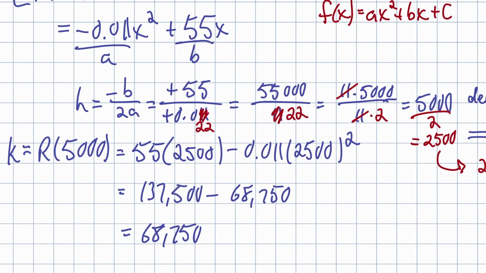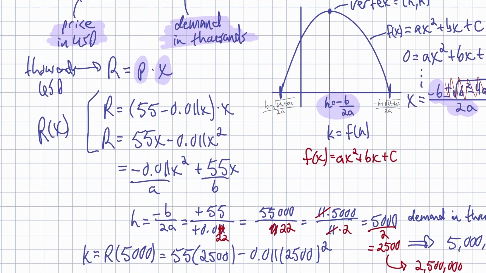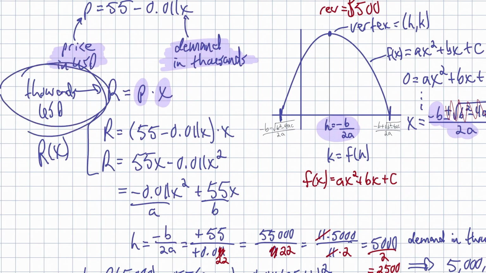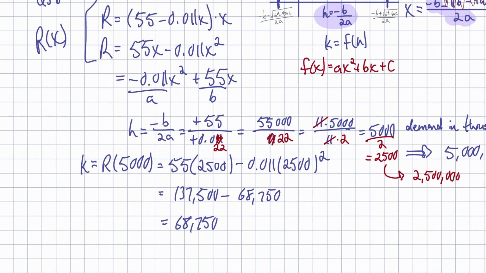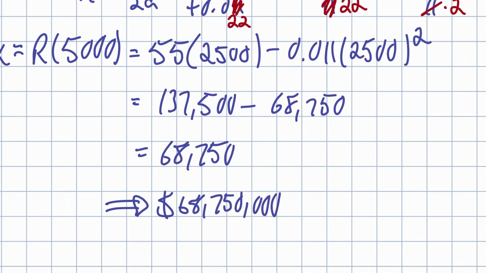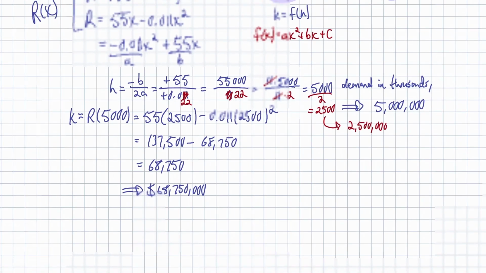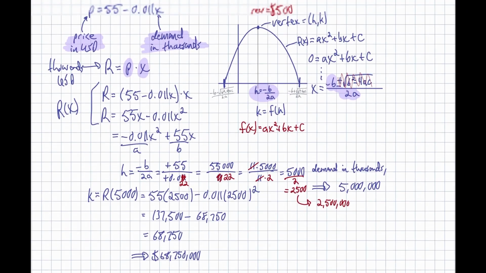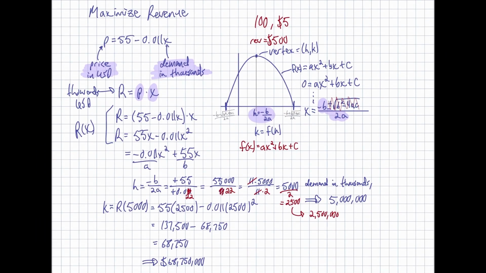But remember, this is in thousands of US dollars. So really, the revenue is not $68,750. The revenue is really $68,750,000. Okay, so when you're doing these application problems, you have to pay close attention to the scale of the variable. There's a big difference between $70,000 and $70 million, of course.